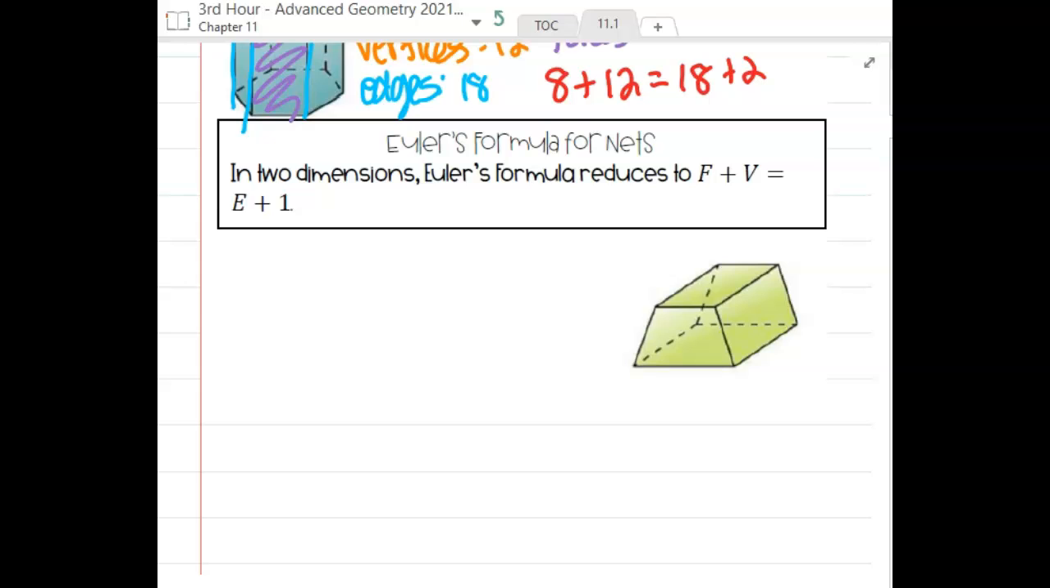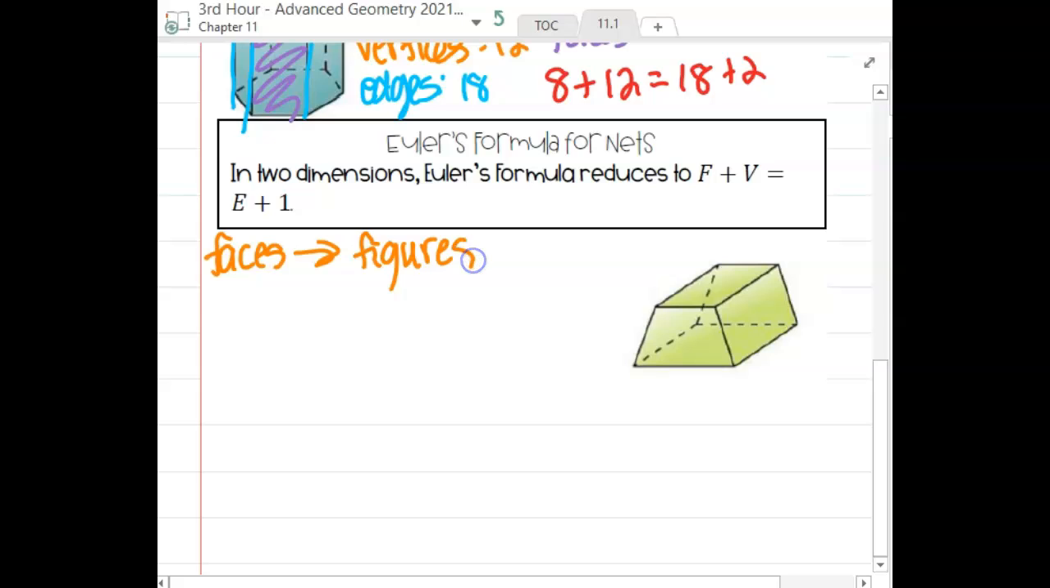Now, here's the thing with nets. Whenever you're counting up the edges, vertices, and faces, some of them are going to look a little bit different. So whenever we're counting up the faces, if you're looking at a three-dimensional figure, you're looking at the faces, the sides. Whenever you're looking at a net, it's going to be the figures, or the different shapes that you see, because it's going to be flat. So you're going to count the number of figures that you see.